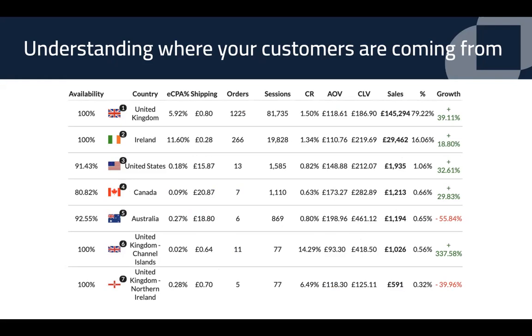So for this specific data set, you can see that 79% of sales are coming from the UK, 16% from Ireland, and then 1% from the US. So predominantly this merchant sells in the UK and Ireland. And you may have reasons to do similar, or you may be trying to expand globally.